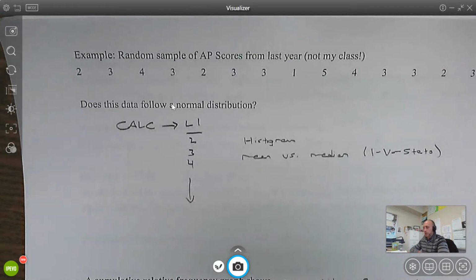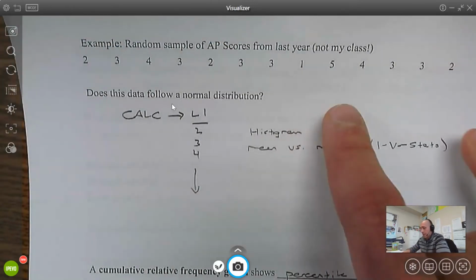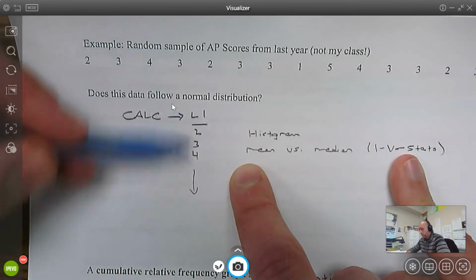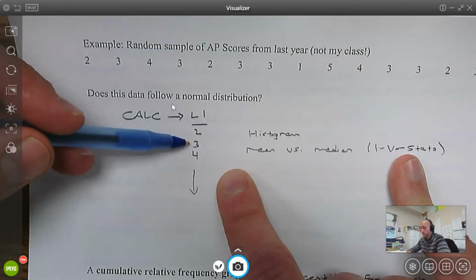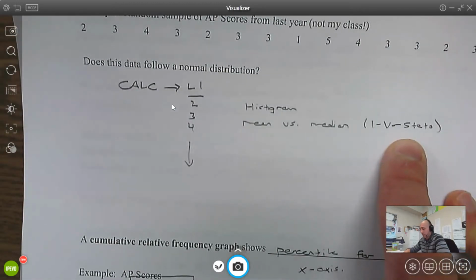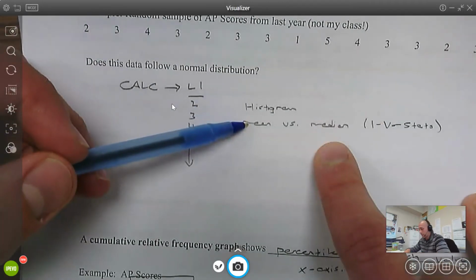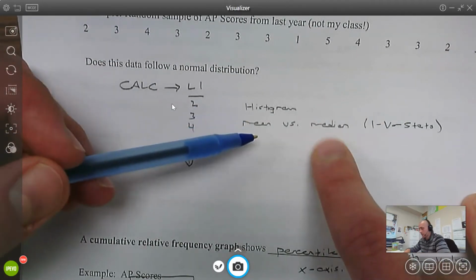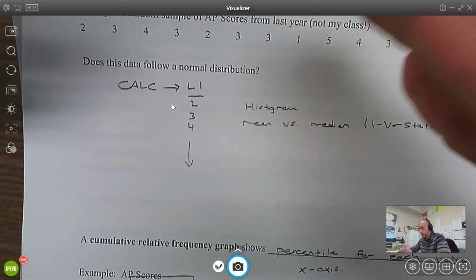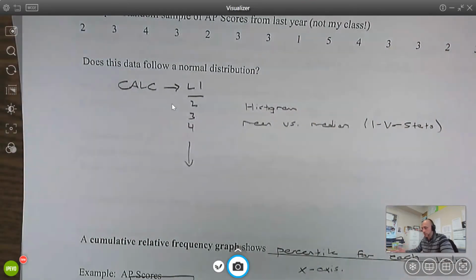So if we take a random sample of AP scores from last year, this is not my class. Let me make that very clear. We plug these into a calculator, list one, and run one variable statistics. If I'm trying to determine if data is approximately normal, I can look at the histogram. I can compare the mean and median once I have the one variable statistics, and that will help me get a sense of, is the data bell-shaped? Is it unimodal, roughly symmetric, centered around some value?